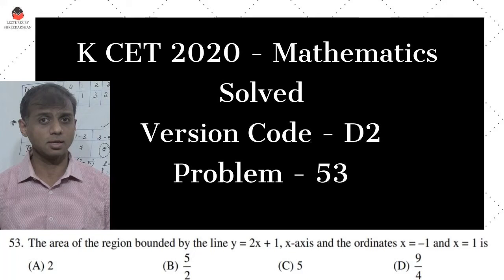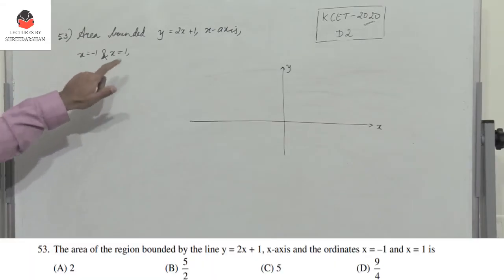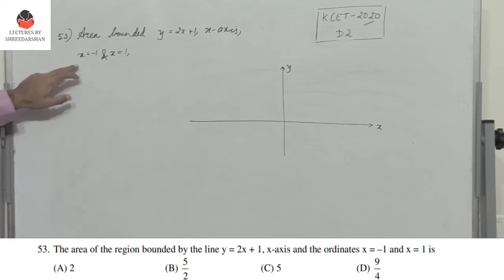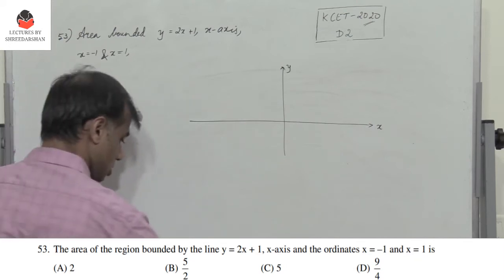So problem 53, we need to find the area which is bounded by the line y equals 2x plus 1, the x-axis, and the values x equal to minus 1 and x equal to 1. A very interesting problem here.